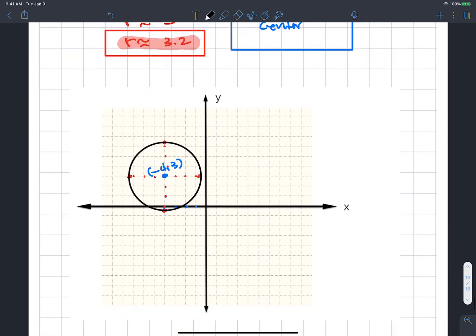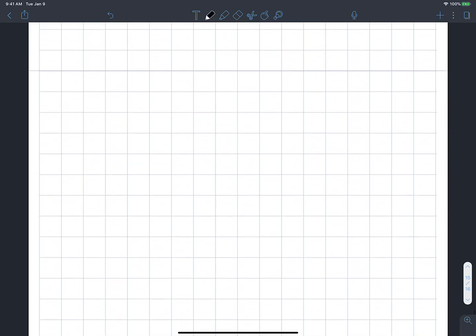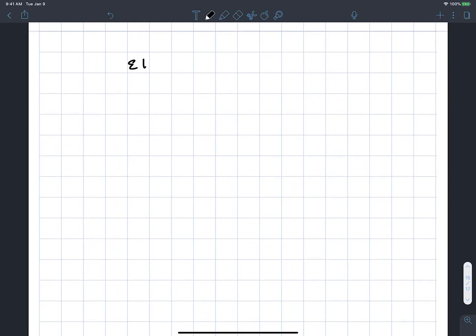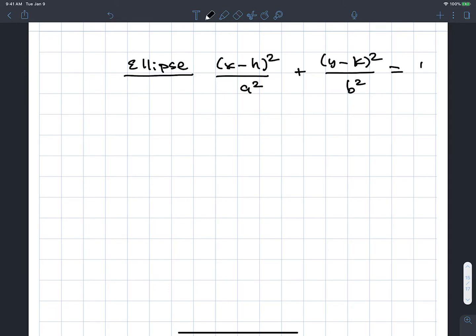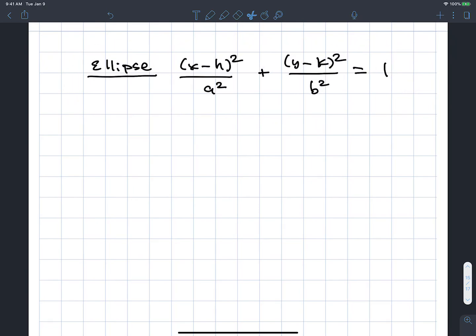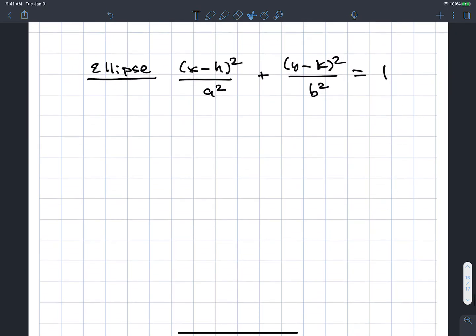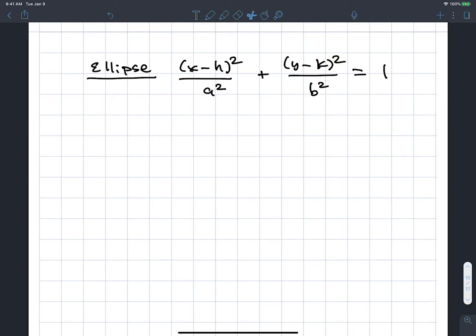So there's a general equation, and we have the same thing happening for an ellipse that's off-center. You say, what is an off-center ellipse? It looks like this: (x - h) squared over a squared plus (y - k) squared over b squared, and this equals 1. And let's cut this, let's move this over. Okay, there you go.